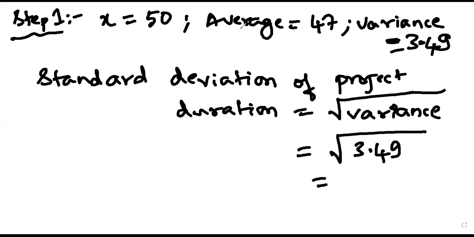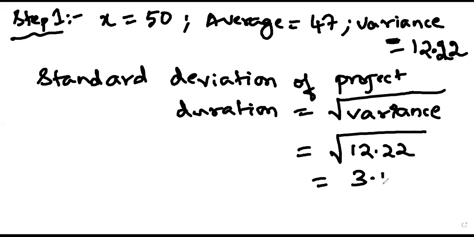Sir, I think the total variance value is 12.22, which gives 3.4. No, I didn't get it. The variance is 12.22 and the standard deviation is 3.496. Yes, sir. And we have already determined the standard deviation. Fine. Standard deviation is already determined.